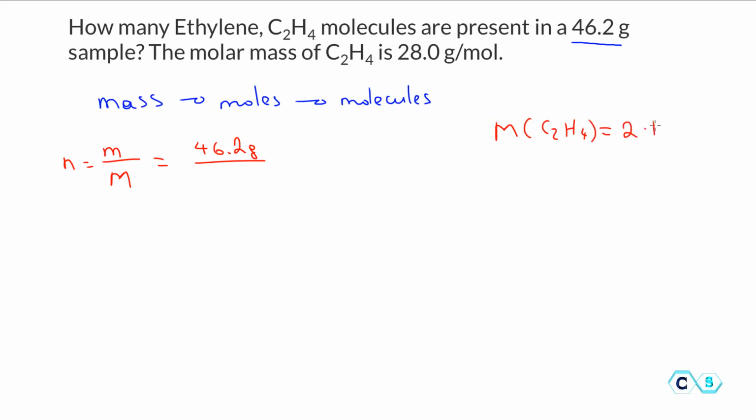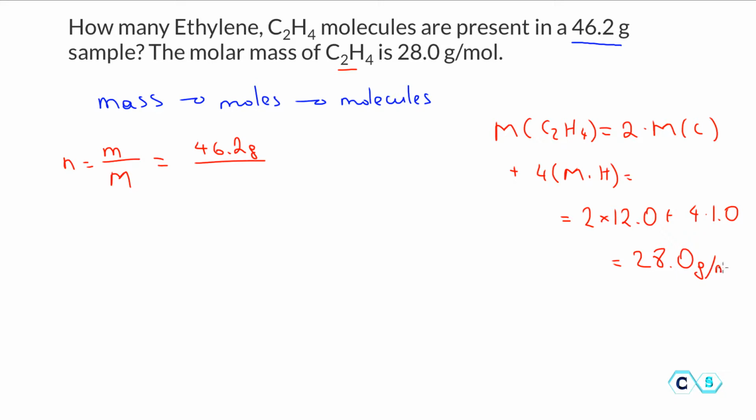The molar mass of ethylene will be equal to 2 times the molar mass of carbon, because we have 2 carbons, plus 4 times the molar mass of hydrogen. And so this is equal to 2 times 12.0 plus 4 times 1.0, so this is 28.0 grams per mole. Let's divide by this number, 28.0 grams per mole. We can cancel the grams, so this is equal to 1.65 moles of ethylene.